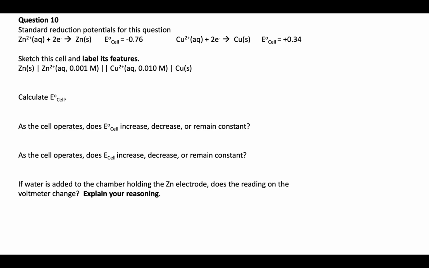Looking at the notation that we have for a cell and some provided standard reduction potential data, being asked to then make a sketch of the cell and analyze it in different ways. A lot of people had, I thought, high quality sketches, adding plenty of details for how it was set up. This is the one that we see time and again where we have a zinc electrode and a copper electrode.